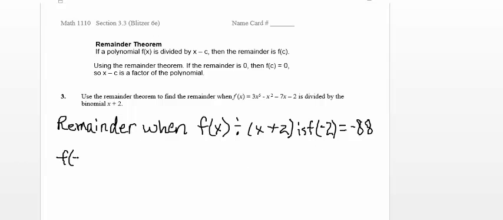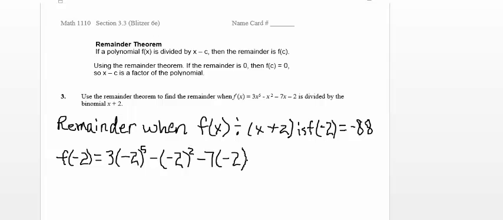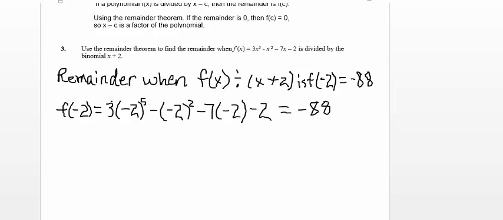So if I hadn't done the division already, to find the remainder using the remainder theorem, I would replace the x's in f of x with negative 2, as I'm doing here. And this result will be negative 88. And you can go through the calculation and see that that result is true. Now you may wonder, why is this true?